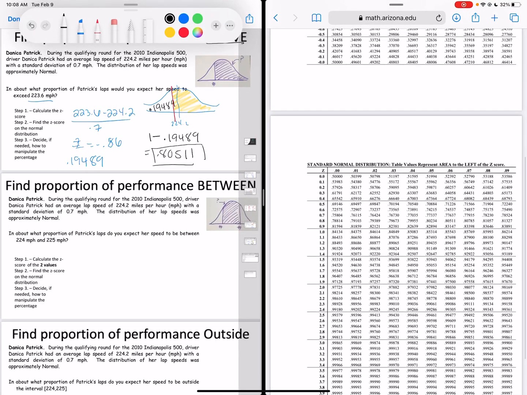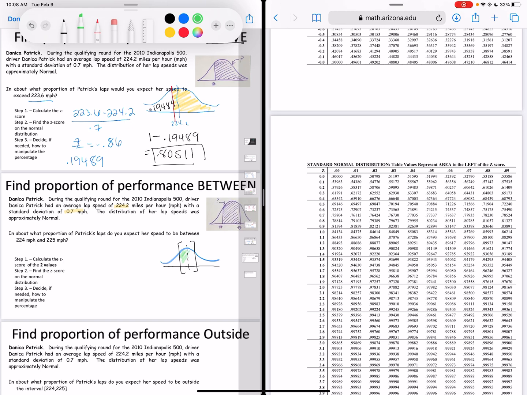Okay, for this next one, if you're trying to find the percentage between two values, so if we are looking again, the mean and the standard deviation are going to be the same. So her mean was 224.2 and the standard deviation was 0.7. And then we are trying to find the distribution from 224 to 225. So we are trying to find the percent within that region.